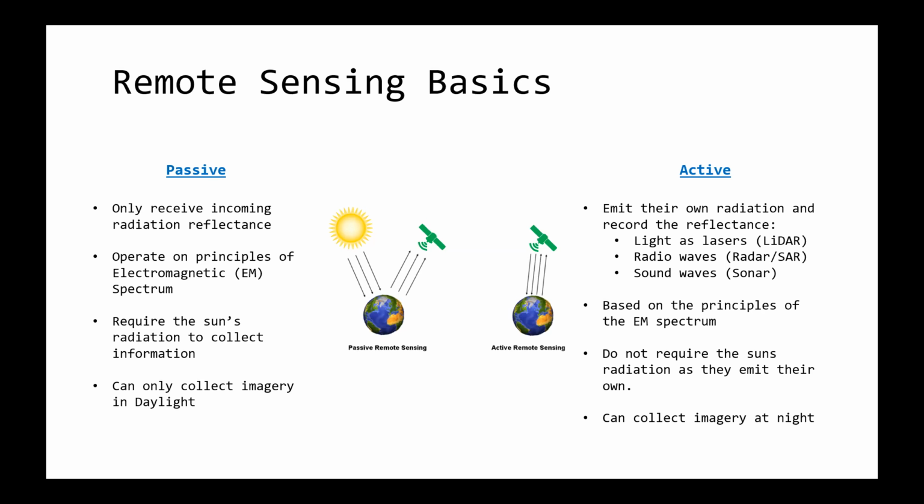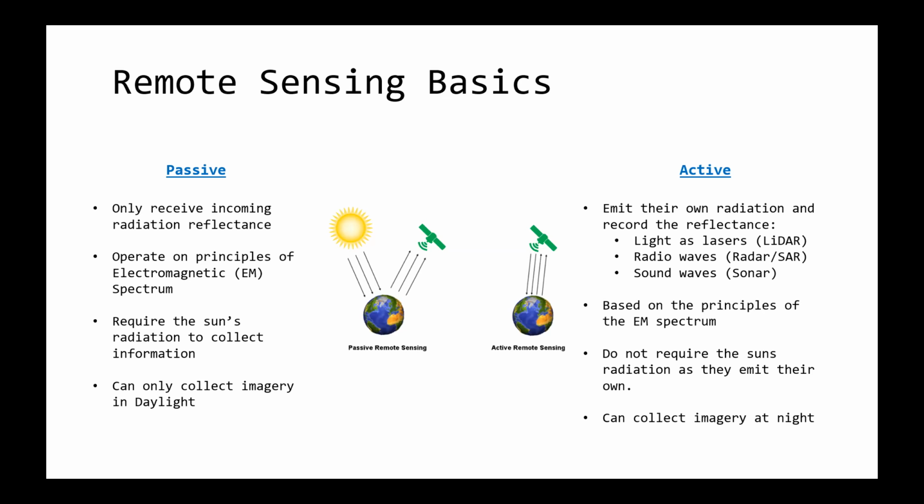These sensors operate on the principles of the electromagnetic spectrum, and they essentially require the sun's radiation to collect information. So if the sun's not shining, they can't collect radiation data. As such, they can only collect imagery in daylight.